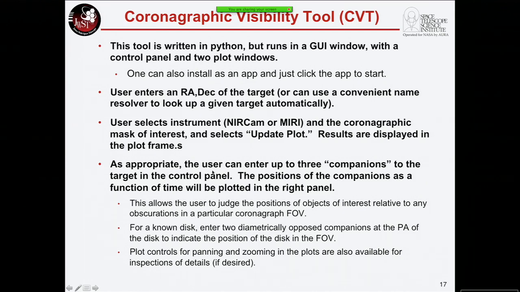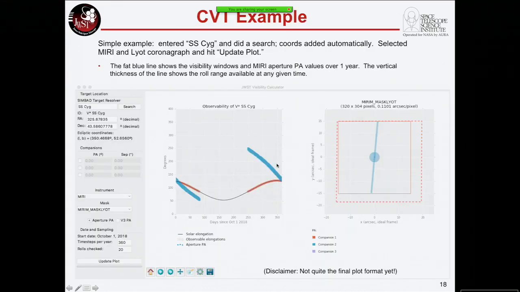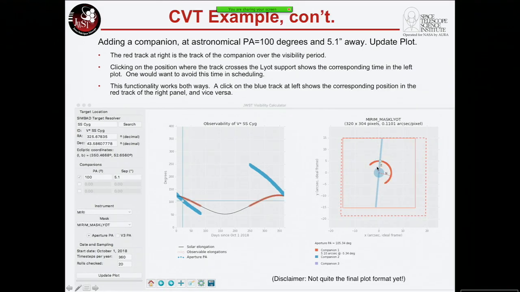Anyway, one of the nice things here is you can add companions to your primary target in the chronographic tool. If you have a disk, or if you know of planets that are around and you want to see where they lie on the detector relative to any obscurations, this tool allows you to do that. So it's pretty critical for those that are doing chronography. And there's kind of what the output from the chronographic tool looks like. This is your control panel on the side. This is your visibility window. And then this is for the instrument and mask that you've selected, the field of view of that particular instrument. Okay? And I'll show you that in a moment.